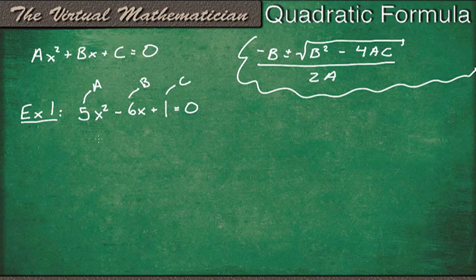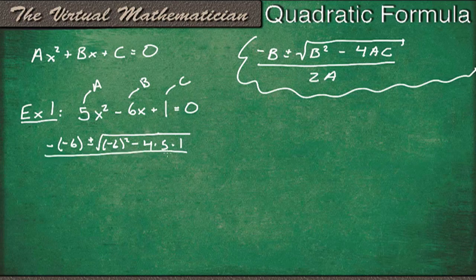So negative b, we have negative 6, plus or minus the square root of b squared, so that's negative 6 squared, minus 4ac, so that's going to be 4 times 5 times c, which is just 1, and a is 5. And that's going to be all divided by 2 times a. So that's going to be divided by 2 times 5.